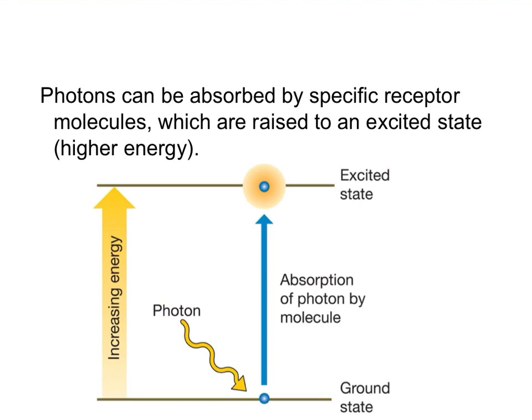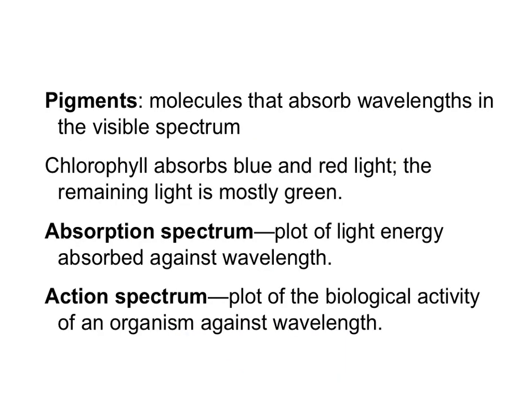Photons can be absorbed by specific receptor molecules, which are raised to an excited state. And that excited state is considered to have more energy. So the molecule that's absorbing this photon has energy in it. And when that molecule absorbs that photon, it goes from what is known as the ground state and absorbs that energy and becomes excited. So the excited state of a molecule has more energy than the ground state of a molecule. Pigments are molecules that absorb wavelengths in the visible spectrum.